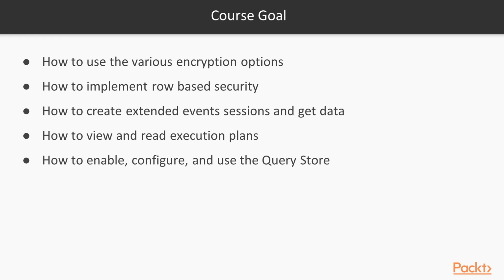We'll move on to extended events. We'll learn how we create these sessions, why it's better than trace, and how we get the data back to understand all the activity that's occurring on our instance. We'll next look at execution plans. We'll learn how to get the execution plan for a piece of code, how to save it, how to view it, work with different formats, and what information is available. And finally, we'll move on to the query store, which is a new feature in SQL Server 2016. We'll learn how we enable query store as well as configure it, and then how we can use it to help us improve the performance of our servers.